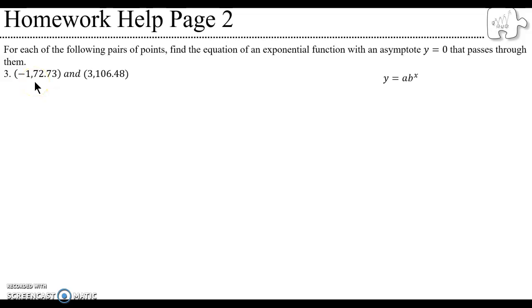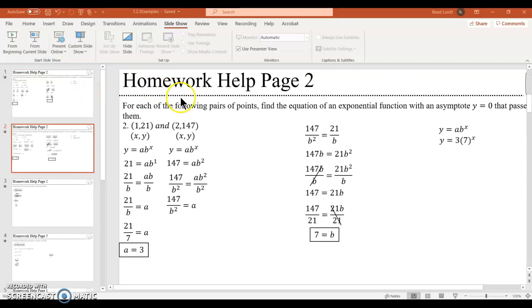So first off, we're going to do the same thing. We're going to plug them into this y equals a times b to the x. We have our x and our y, our x and our y. Could scoot that over.